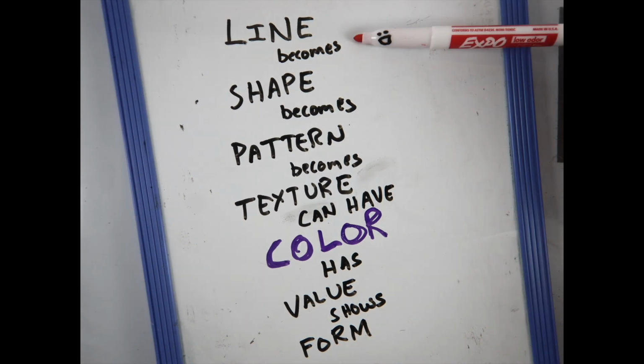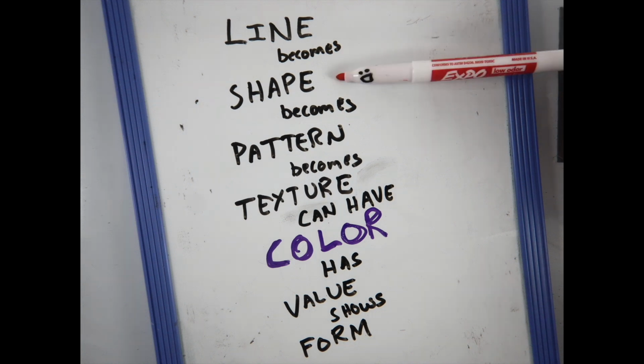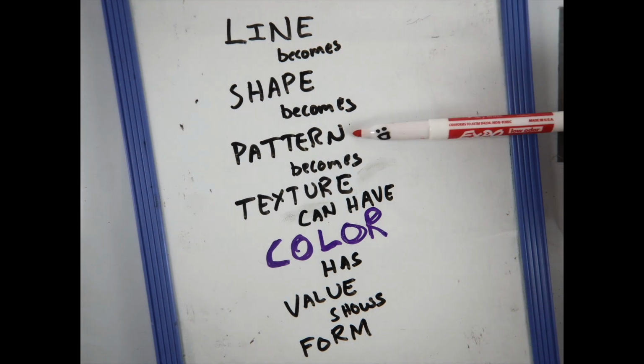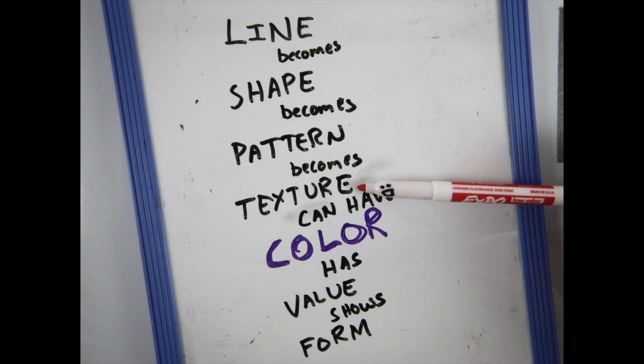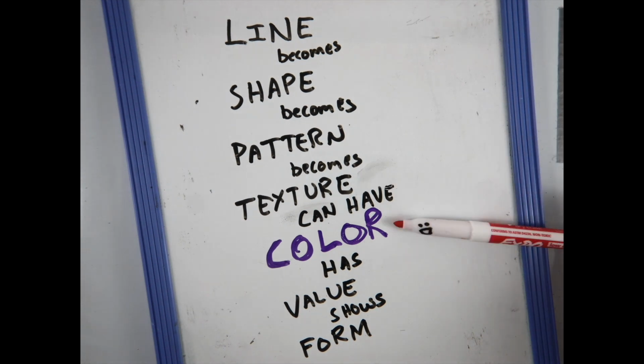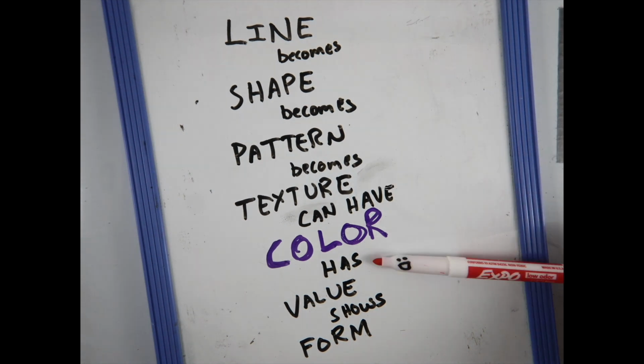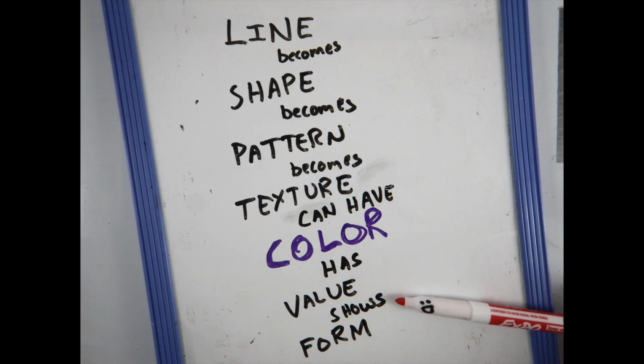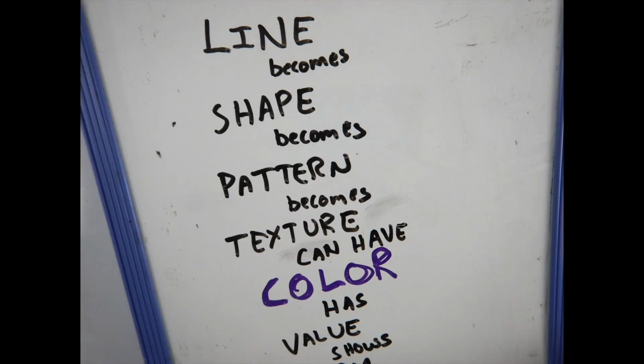Lines become shape. Shape becomes pattern. Pattern becomes texture, and texture can have color. Color has value, and value shows form. These are the elements of art.